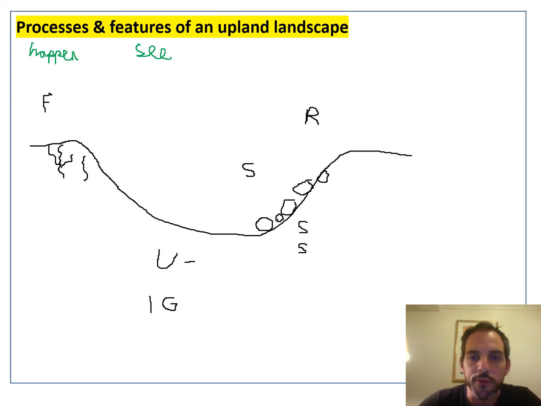Once you've done that, that's it pretty much. You've got a range of processes and features of an upland landscape. What we could also do, I think, is add in soil creep. So I'll tell you what, try and draw in some kind of wonky telegraph poles. That's another process that's happening here. So we've got soil creep as well.